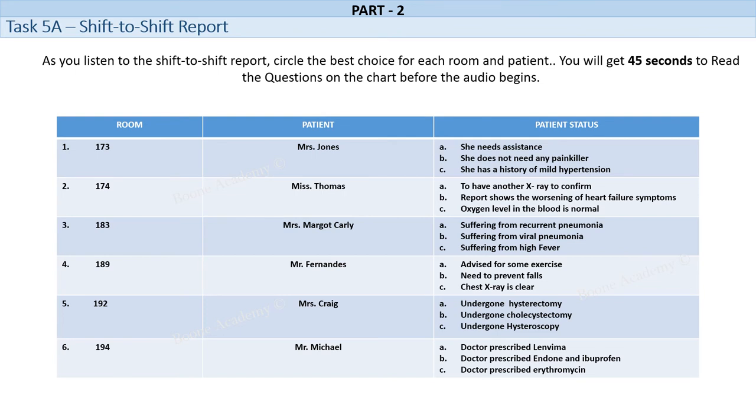Next, room 192, this is Craig. She's a 65-year-old female. She is one day post-op from a total abdominal hysterectomy. She has no known diagnosed allergies. Her vital signs have been stable today. Her pain is 7 out of 10. She's on a liquid diet. She has ordered 0.5 milligrams of Dilaudid IV as needed every 2 hours.